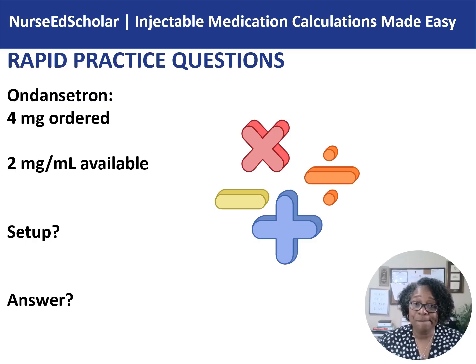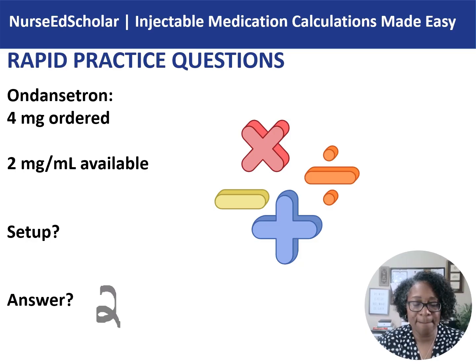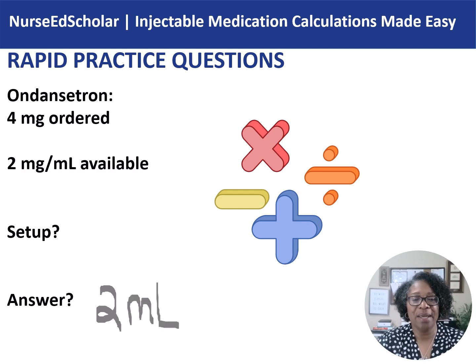Ondansetron, yeah, that's right. So let's see. Okay, so you set up the problem, and so your answer should be, all righty, 2 milliliters. Okay, that's what it should be.